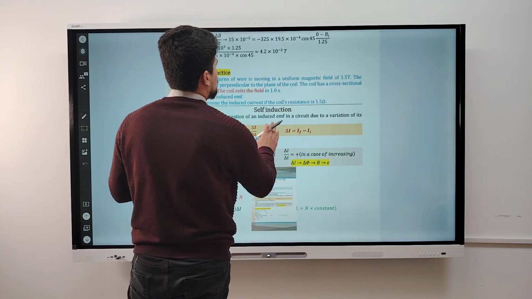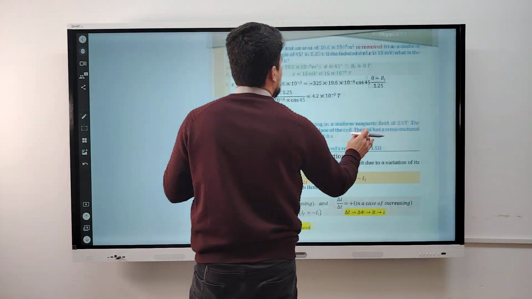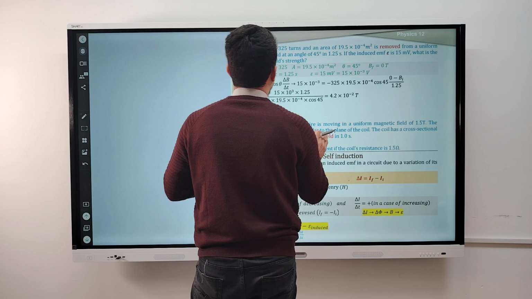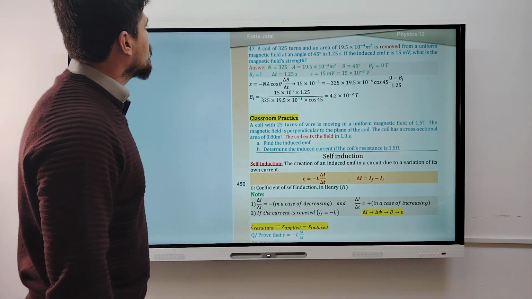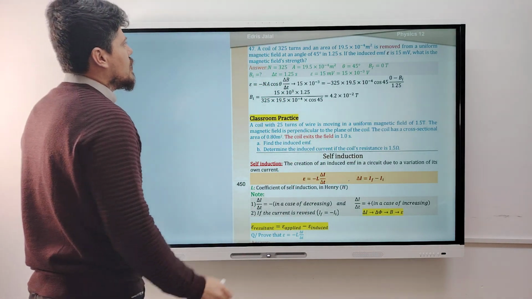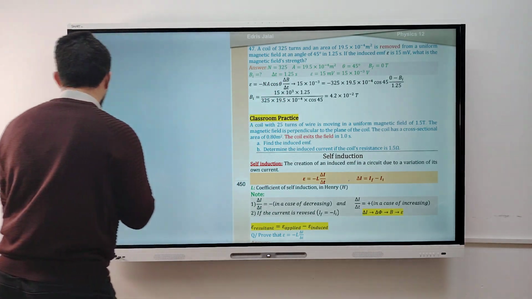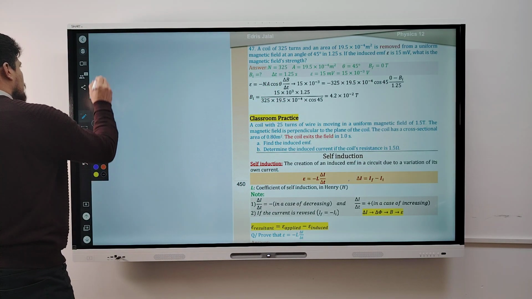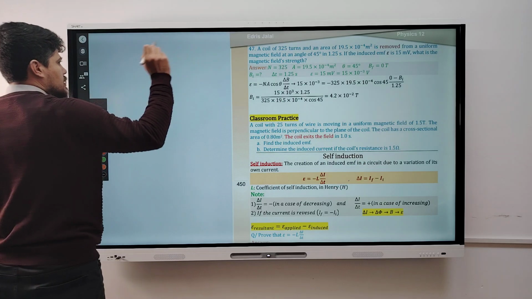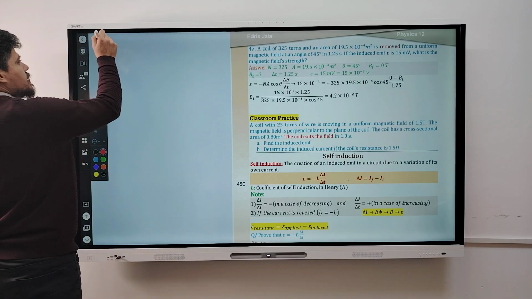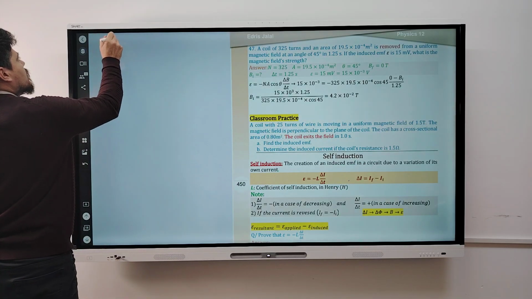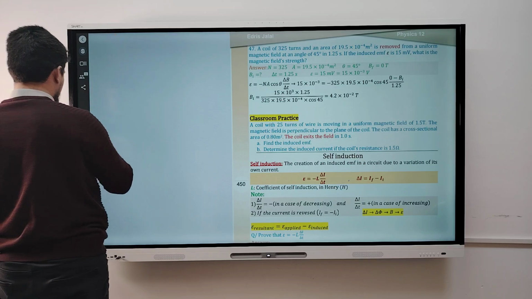The last question, question 47. A coil of 325 turns, number of turns. This question is a very good question. Be careful, please. Pay attention.